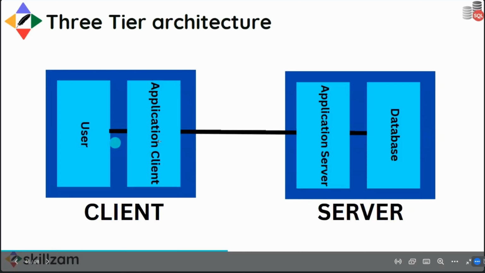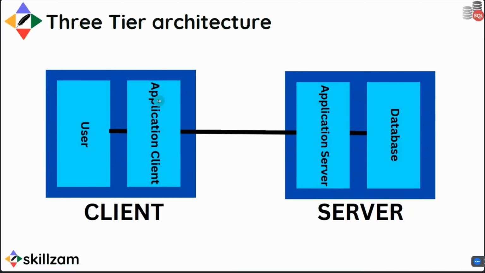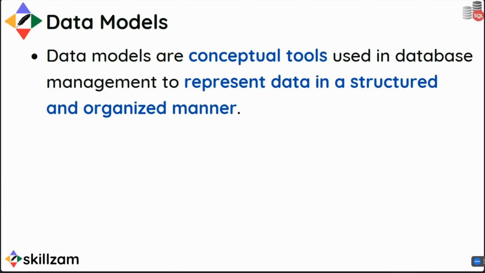Whenever the user makes a request, the database management system client will communicate with the application server, and this application server in turn will provide the connectivity to the database. Okay, this is about three-tier architecture.